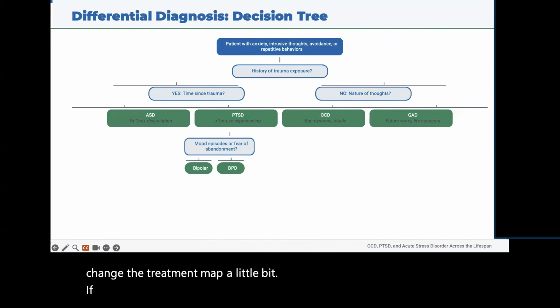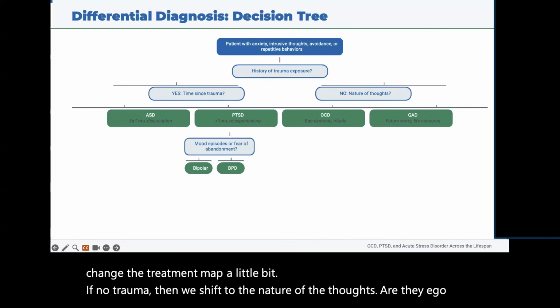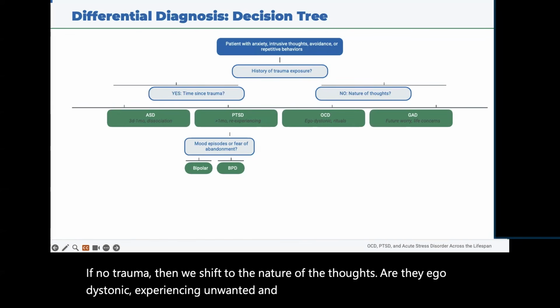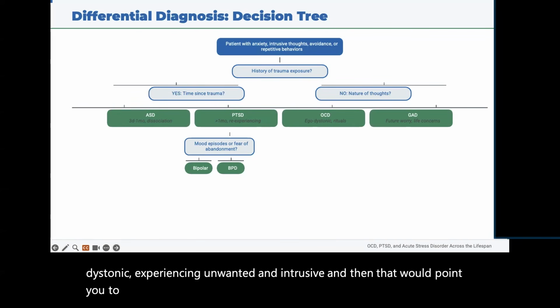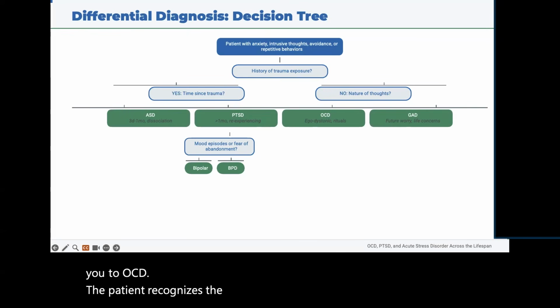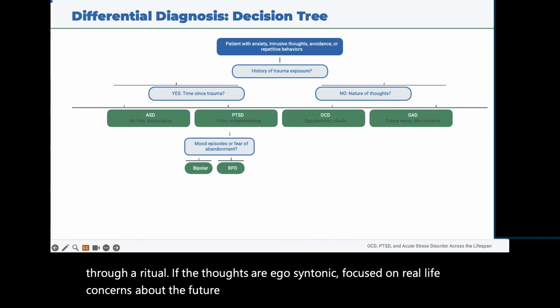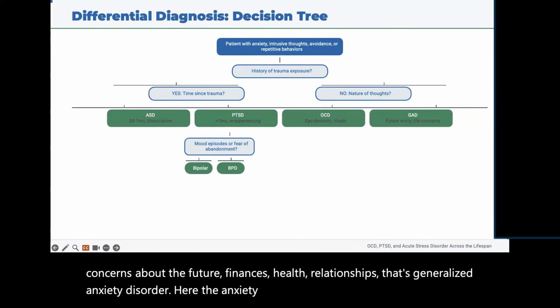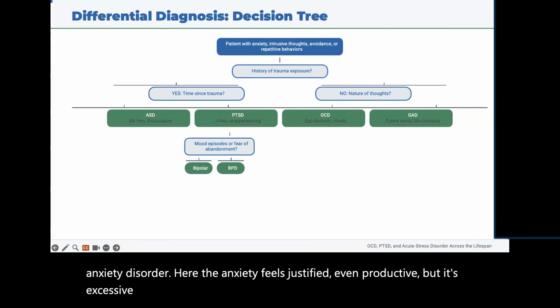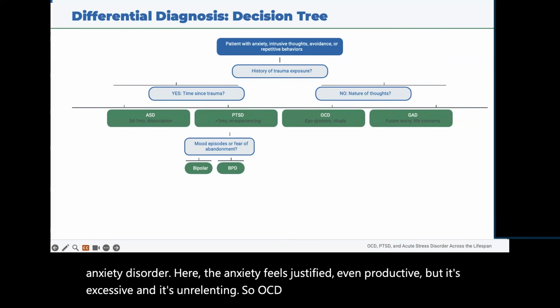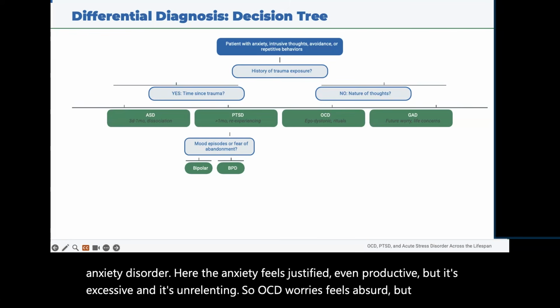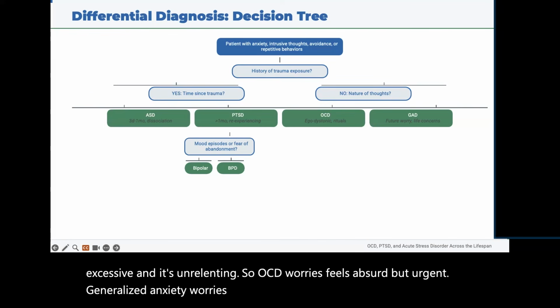If no trauma, then we shift to the nature of the thoughts. Are they ego dystonic, experienced as unwanted and intrusive? That would point you to OCD. The patient recognizes the thought as irrational and tries to neutralize it through a ritual. If the thoughts are ego-syntonic, focused on real-life concerns about the future, finances, health, relationships, that's generalized anxiety disorder. Here, the anxiety feels justified, even productive, but it's excessive and unrelenting. So OCD worry feels absurd but urgent. Generalized anxiety worry feels realistic but endless.